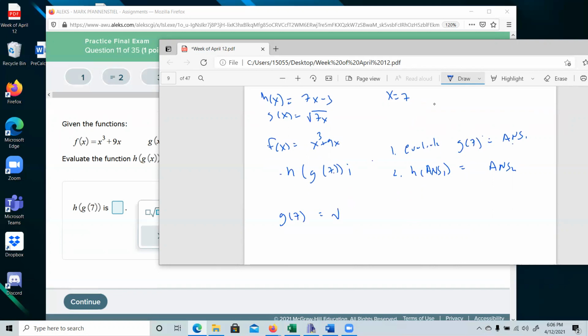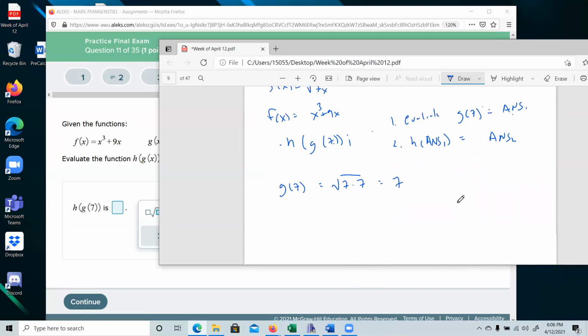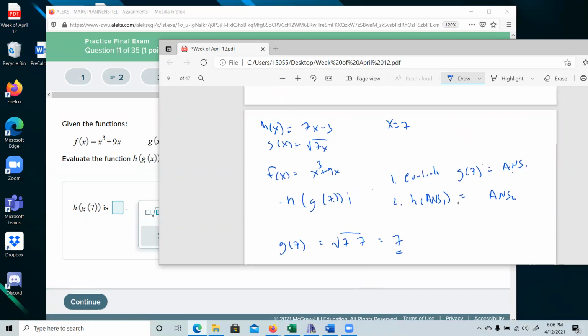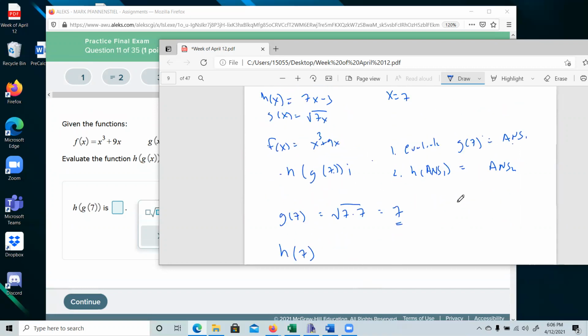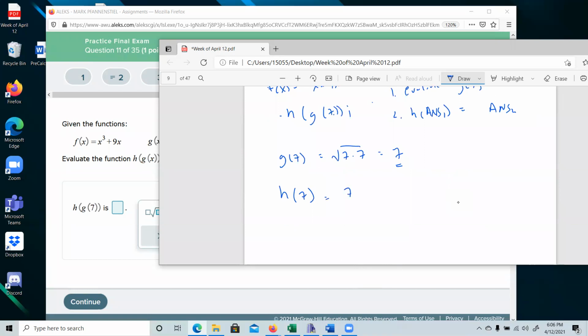Okay, well, fortunately that worked out pretty well, right? That's 7 times 7 under the square root. So that's 49, and the square root of 49 goes back to 7. Okay. So that's our output. And now we're going to take this number that we got out and plug it into h and say h of 7, right? And h was 7x minus 3. So that's 49 minus 3. If I'm not mistaken, that'll give us 46.